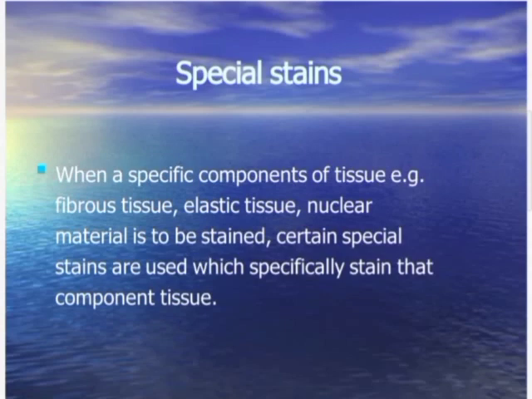The most commonly used stains are H and E, but there are certain special stains which are employed here and there in certain preparations. When a specific component of tissue, for example fibrous tissue, elastic tissue, or the nuclear material is to be stained, certain special stains are used which specifically stain that component tissue.